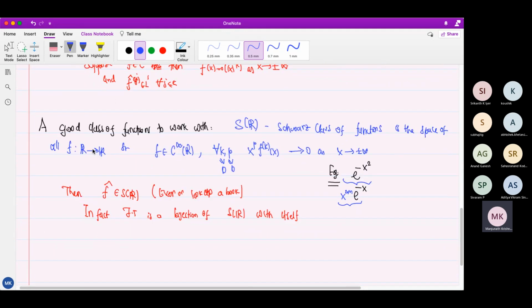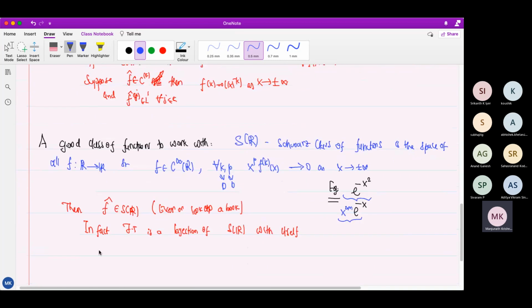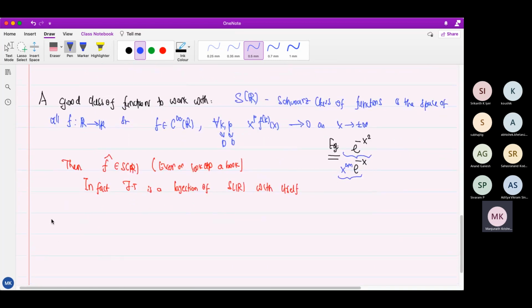Okay, so what are the other things I wanted to tell? One is Bochner's theorem. I wanted to just mention that. Again, I will not give the proof. So this is about the range of the Fourier transform on the space of measures. Okay, so what is the range on measures?